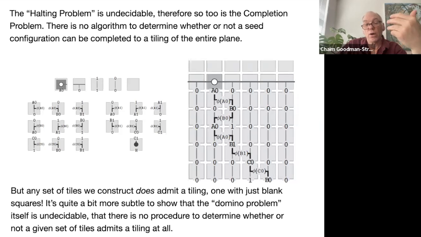So Wang knew that the completion problem was undecidable, that there would be no procedure to determine whether we reach the halt state, because then we would have a procedure to determine the halting problem for Turing machines. But nonetheless, he conjectured that the domino problem, if we don't necessarily require any particular tile to be placed, like how do you get rid of that blank tile, was basically the condition.